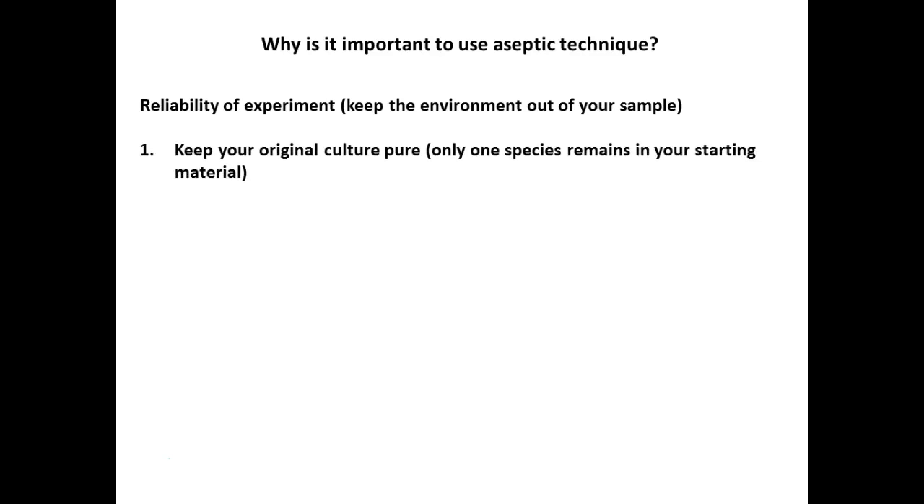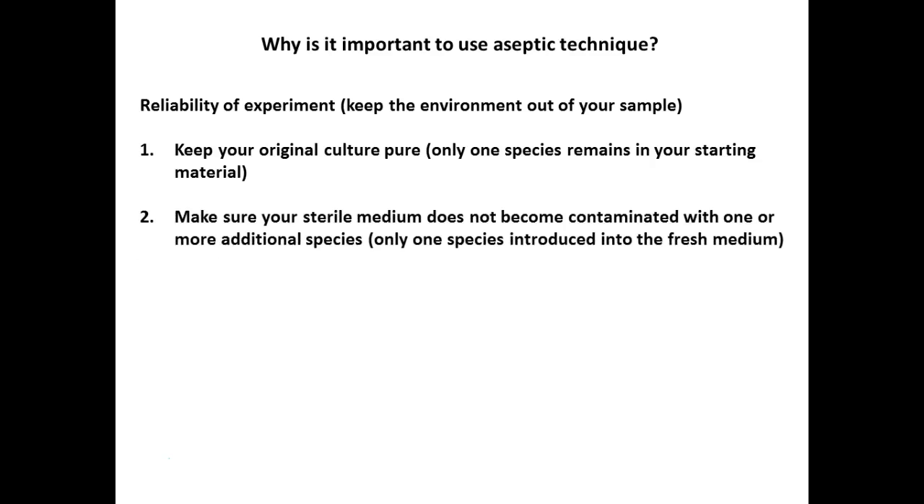So, we want our experiment to be reliable, right? We don't want someone coughing all over our Petri dish. We want to keep our original culture pure. Just the organism that we're studying, right? Just that one. Make sure that our sterile media does not become contaminated with one or more additional species, right? Again, we only want one. So then we know the results are for that one organism. We don't have to go, well, was that this organism or that organism that made it turn blue? Who knows, right? If you have more than one.